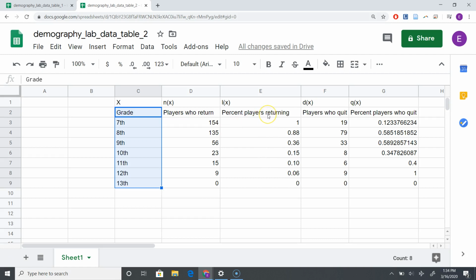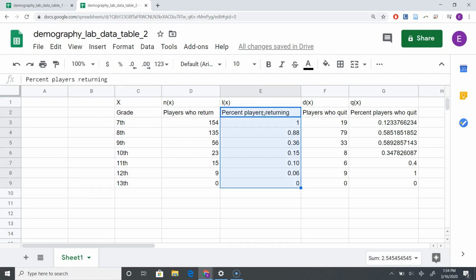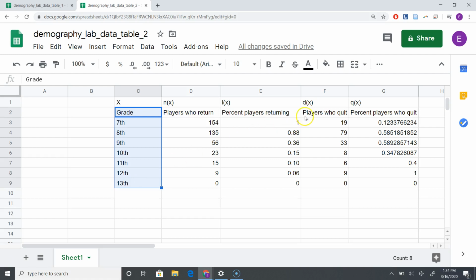Now what I want to do is plot a survivorship curve. So I'm going to press and hold the control key. Here's what I'm going to do. I'm going to grab these data, just click and drag, and then I'm going to press and hold the control key and click and drag and grab all of these data. Okay, this is our percentage of players who are returning. This is going to be our survivorship curve.